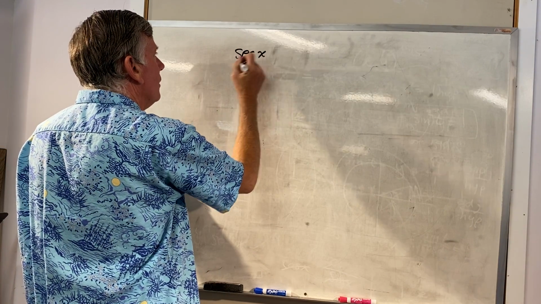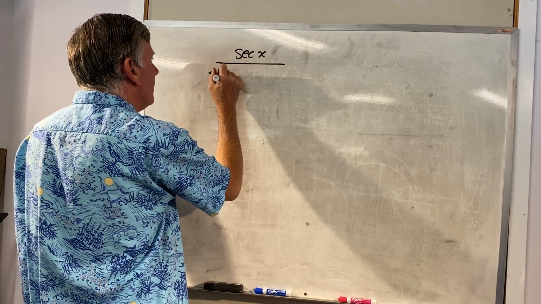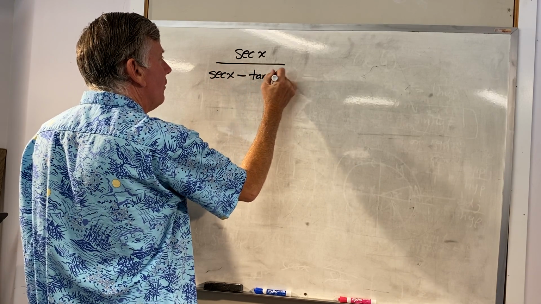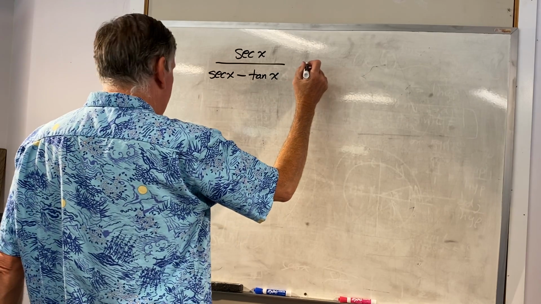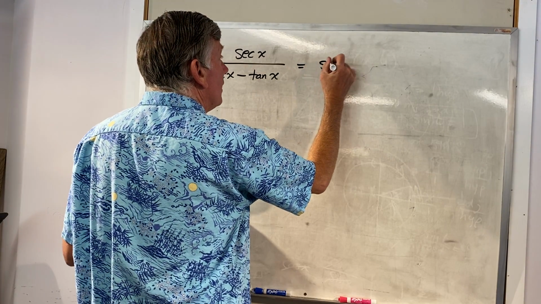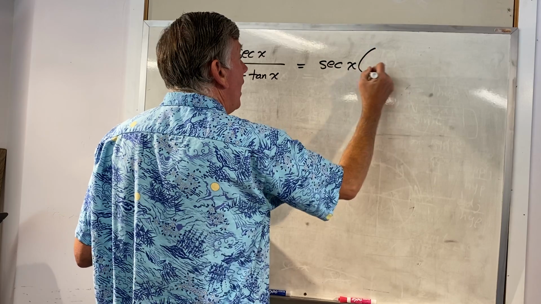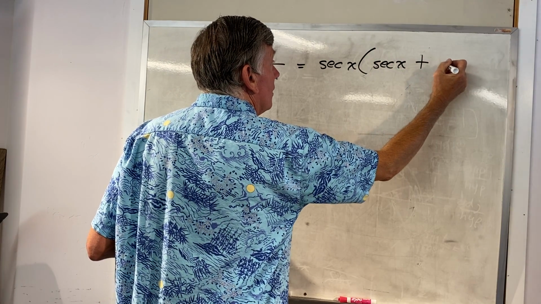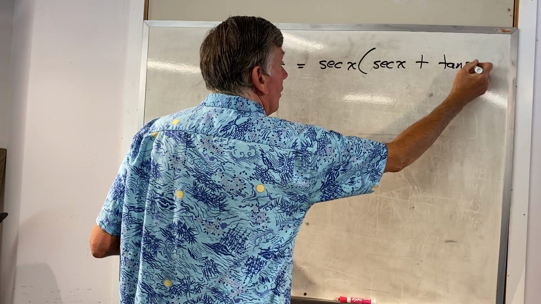Secant of x over the secant of x minus the tangent of x is equal to the secant of x times the secant of x plus the tangent of x.